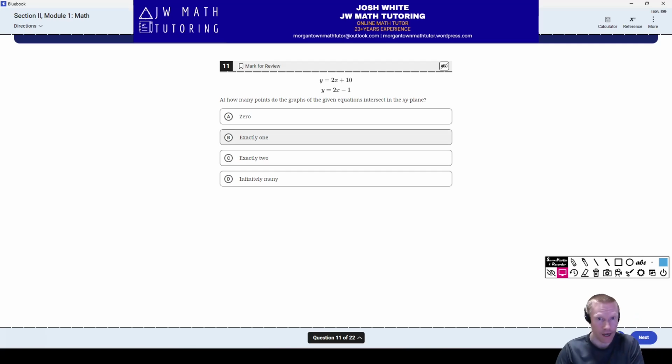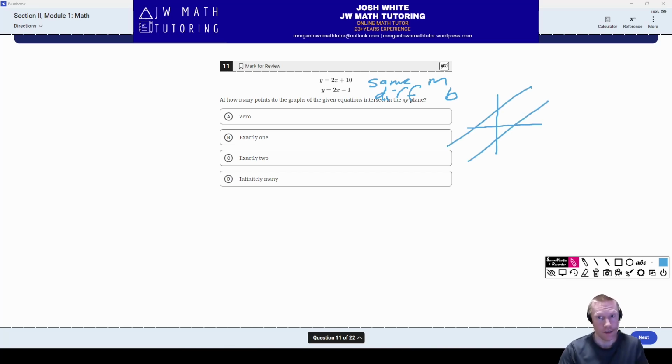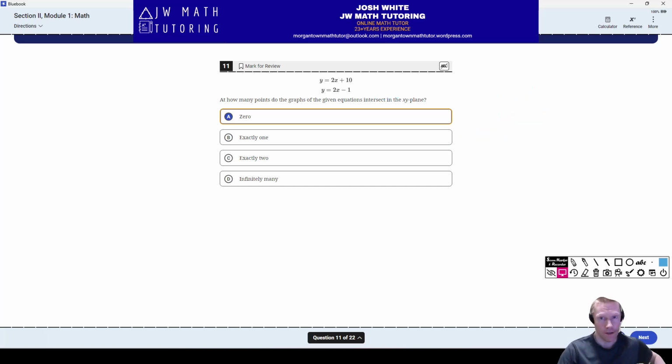Next up, we have question number 11. We have a system of equations, and they're just asking for how many points these intersect in the xy plane. So, a couple things. First, if you notice that these are parallel because they have the same slope, but they have different b or y-intercept values, i.e. parallel lines, then you know the answer is going to be 0. They will never intersect. Okay?